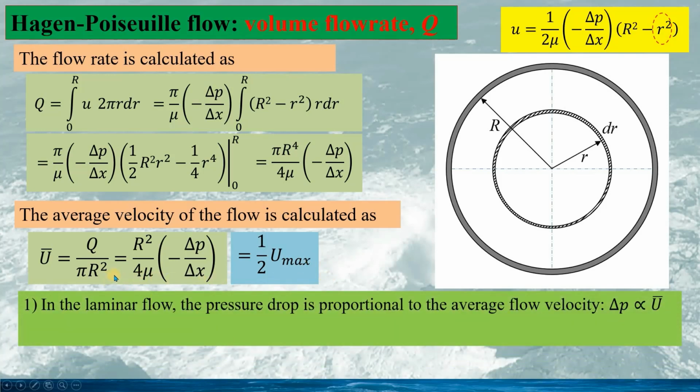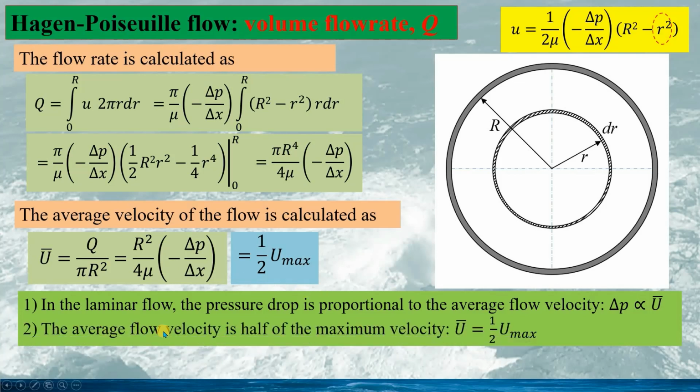So from this relation, we can see in the laminar flow, the Hagen-Poiseuille flow, the pressure drop delta P would be proportional to the average velocity U bar. And the average flow velocity is half of the maximum velocity, U bar equaling half U max.